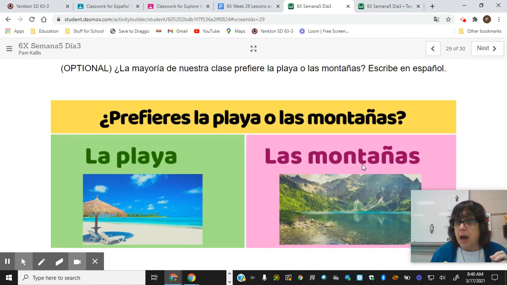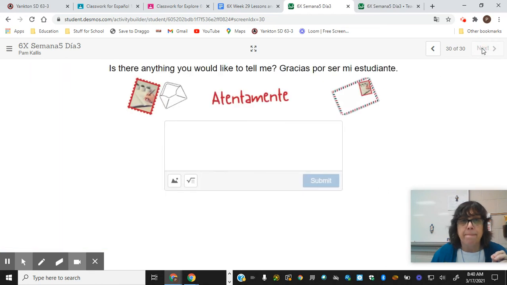Okay, this is optional. This is for people who want to keep trying to get their Spanish. You know what? I didn't even put a text box. You can't even write there. Ooh, gotta fix that. Okay, anything you want to tell me?